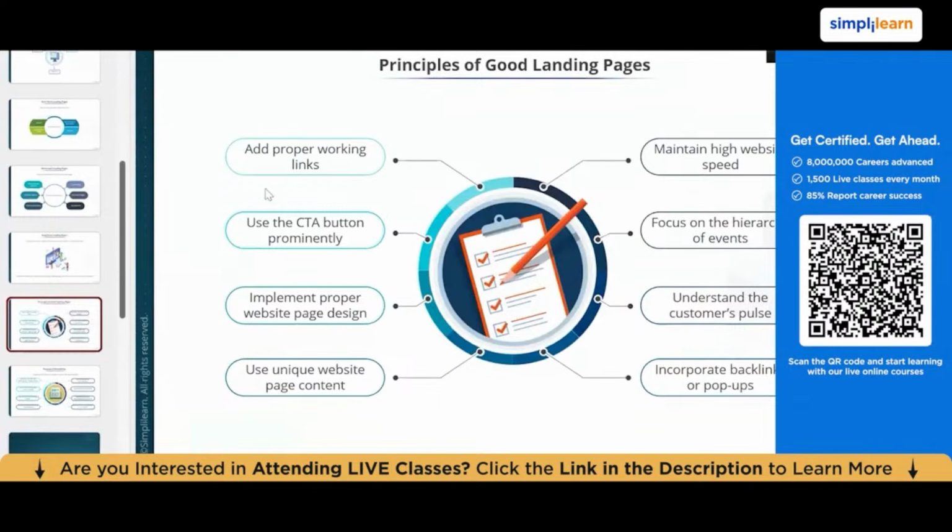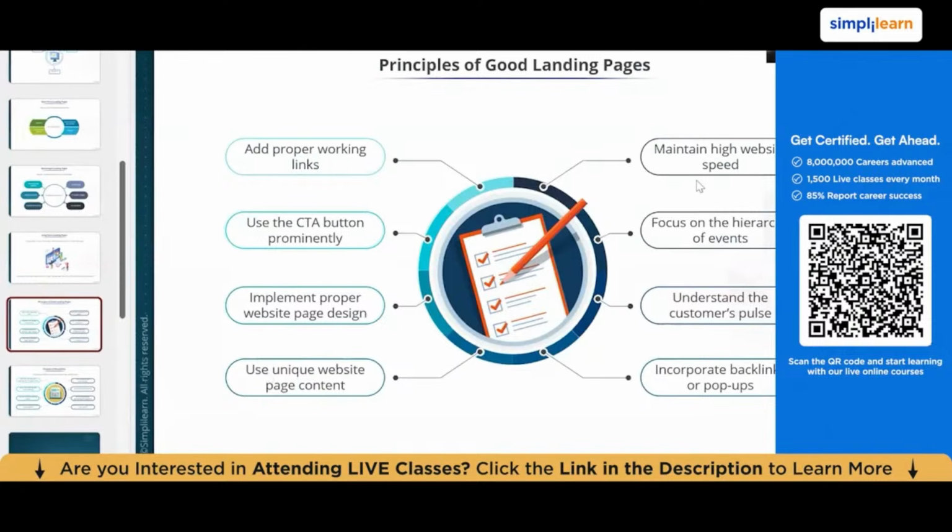Proper working links, very important. CTA, again, same thing. Proper website page design, unique content. Like Maisha by Isha's website was different from Pair Patola because they added those reels, they added those celebrity pictures. They could have also done that. They could have just added product pictures and left it out. But again, how does your website stand apart from other websites? Right? So you have to make your content unique.